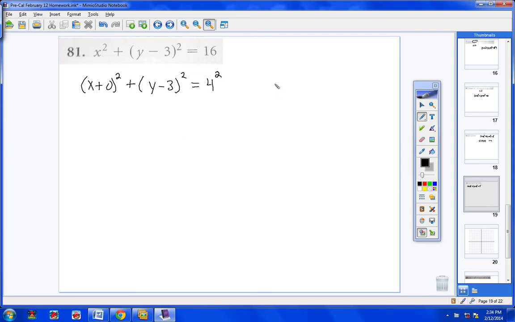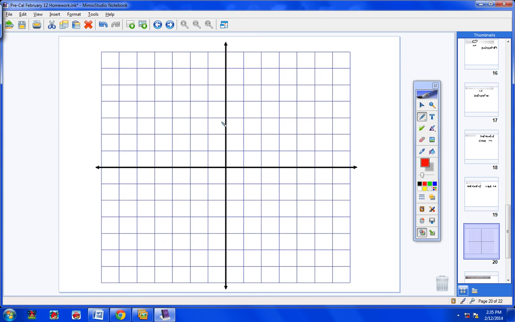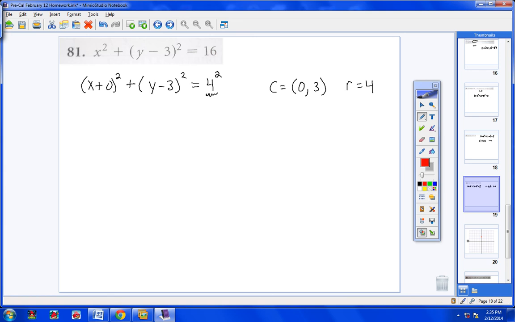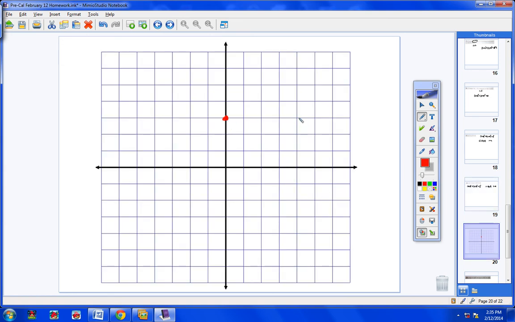So now I know the center of my circle is (0, 3). You always change the sign, so instead of negative 3, a positive 3. And my radius is always going to be the base of my power of 2, and my base is a 4, so the radius is 4. So my center is (0, 3), which is right here, and the radius is 4. From this ordered pair I go over 4, up 4, to the left 4, and then down 4. And there we go.